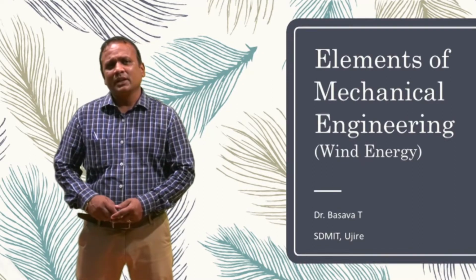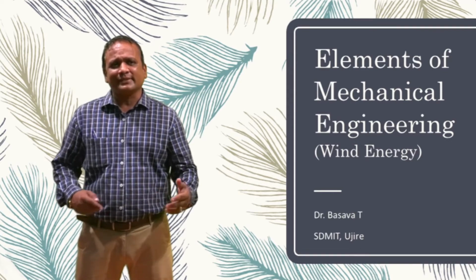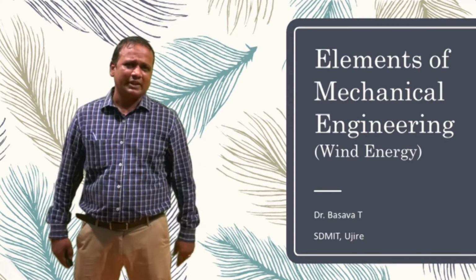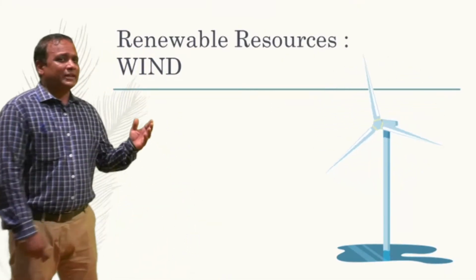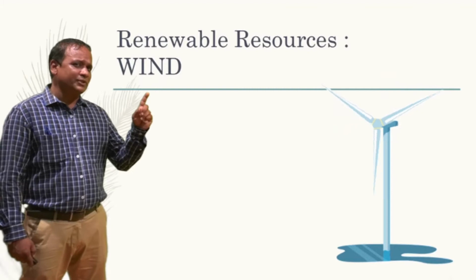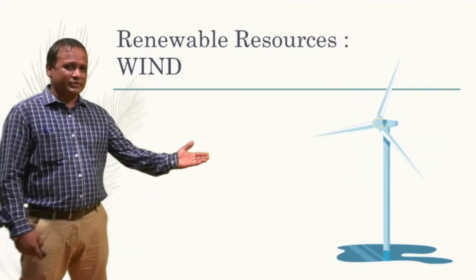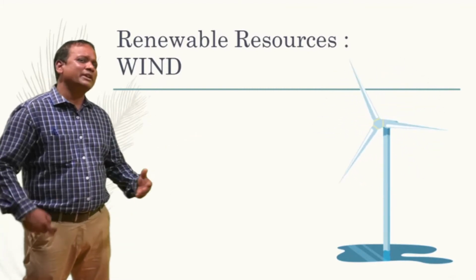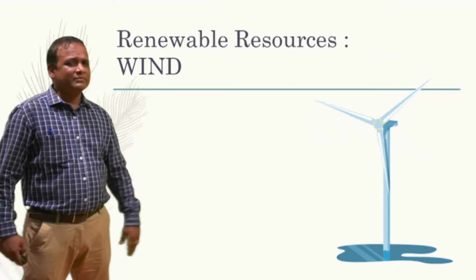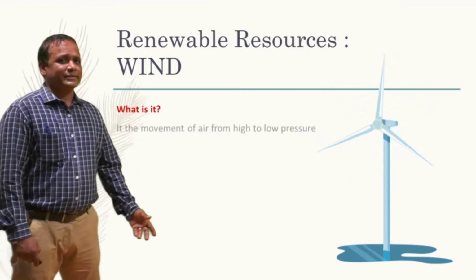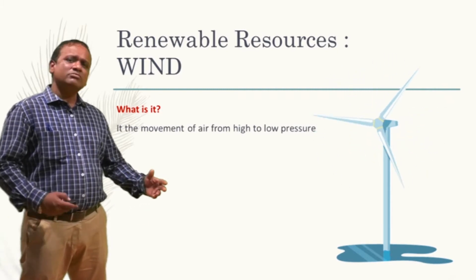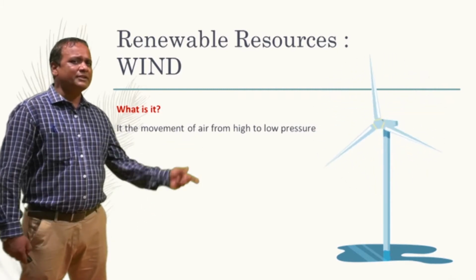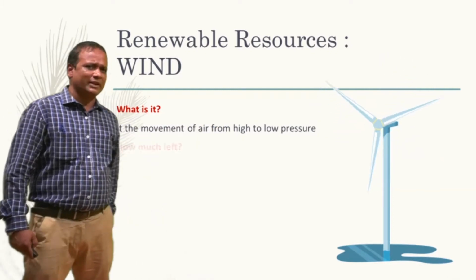In this session, we will try to understand the basics of wind energy. So, let's try. As we know, a renewable source is wind. So, this is a windmill, and this shows how the wind is used to produce electricity. What is it? It is the movement of air from high to low pressure. That's how it is created, and thus this fan rotates.